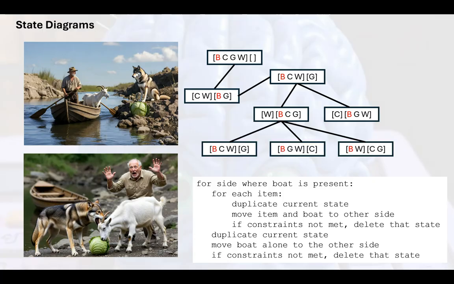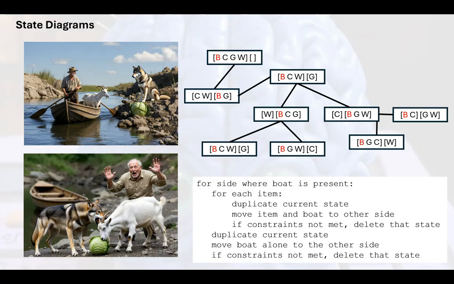Then we can move the boat back on its own. We can move the boat back with the cabbage and the boat back with the wolf. But some of these, well, this one here is going to be unacceptable, so we have to eliminate that one. Then from the state CBGW, we have 2 possible states, but this one is unacceptable. So we delete it. And you can see how this will unfold. I'm not going to generate the rest of them.